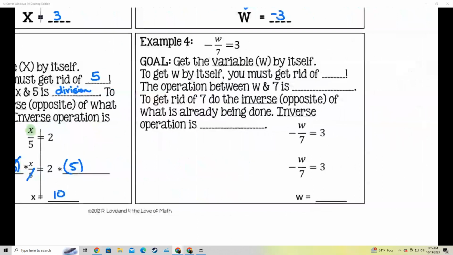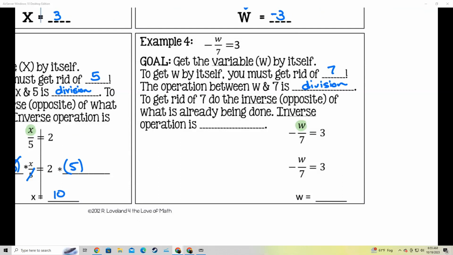All right, last one from this page. It says, example number 4, -w over 7 is equal to 3. The goal is to get the w by itself. Let me go ahead and highlight that w. To get w by itself, we must get rid of the 7. The operation between w and 7 is division. Right now it's being divided by that 7.